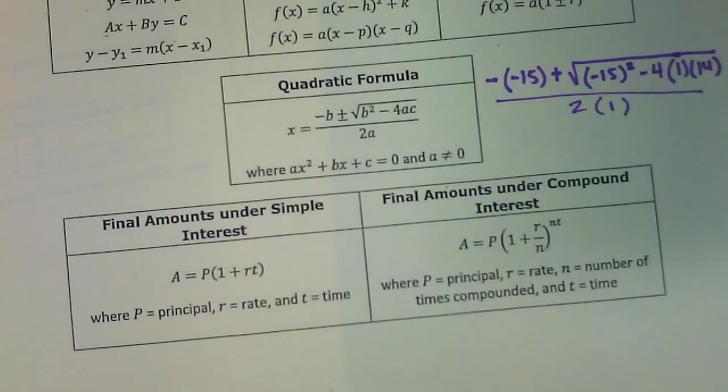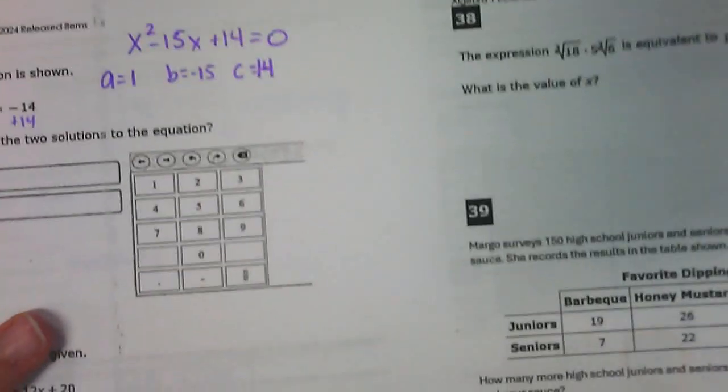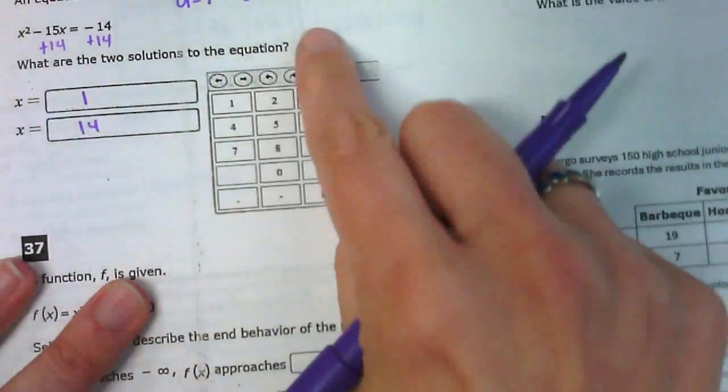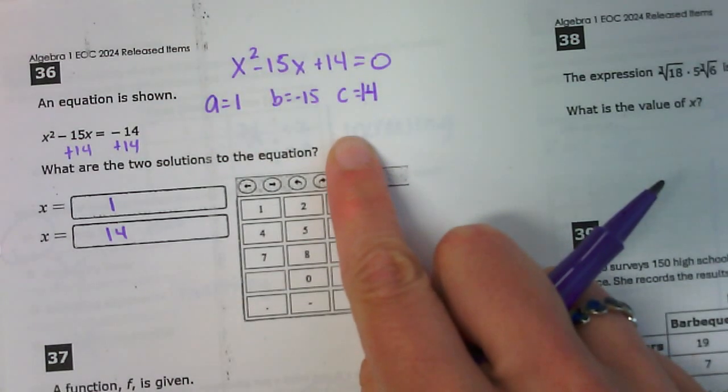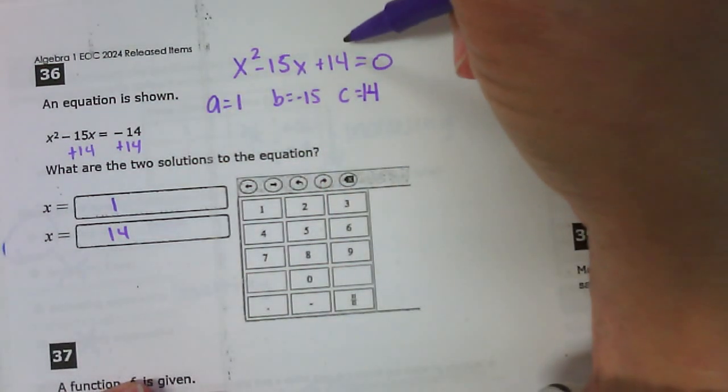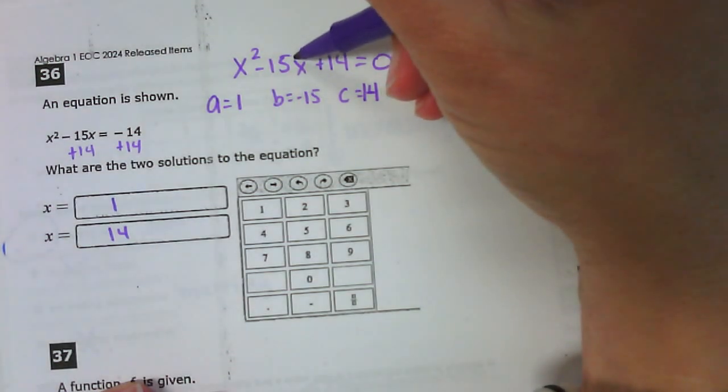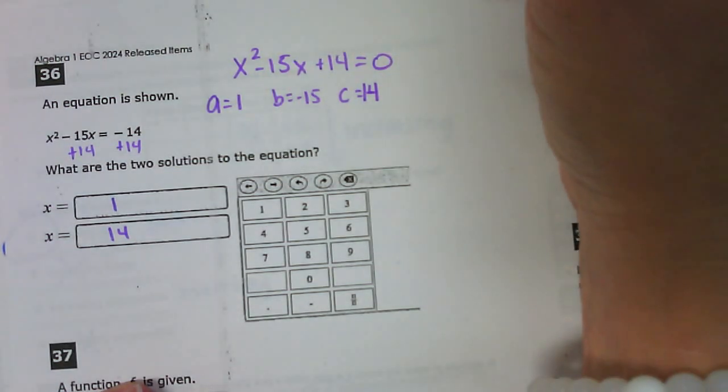Okay? So that's one way to do it. That's what I would recommend. Okay? So we have 14 and 1 for our answers. Now, if you were super good at factoring and you wanted to do this by factoring, you could ask yourself what numbers multiply to positive 14 and add to negative 15, and we could factor.